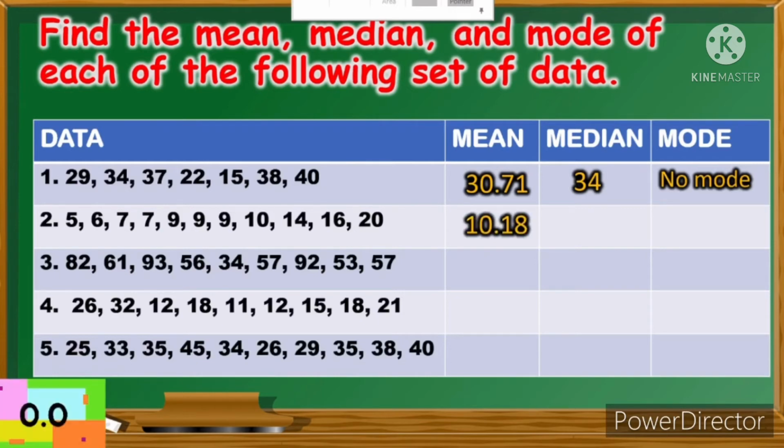Your answer is 10.18. Excellent! You are correct. Next is median. Your time starts now. If your answer is 9, amazing! You are correct. Next is mode. Your time starts now.